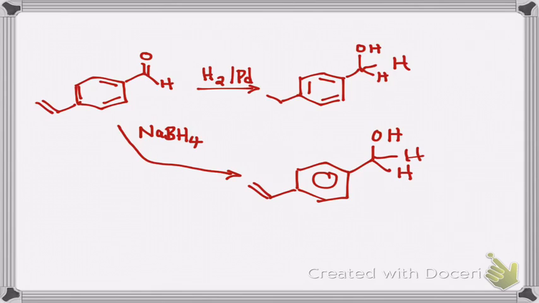Okay, so here's the problem with this reaction. Not very discriminating. If it sees any pi bonds, it reduces all of them, okay, except for maybe benzene, because benzene is so much more stable.